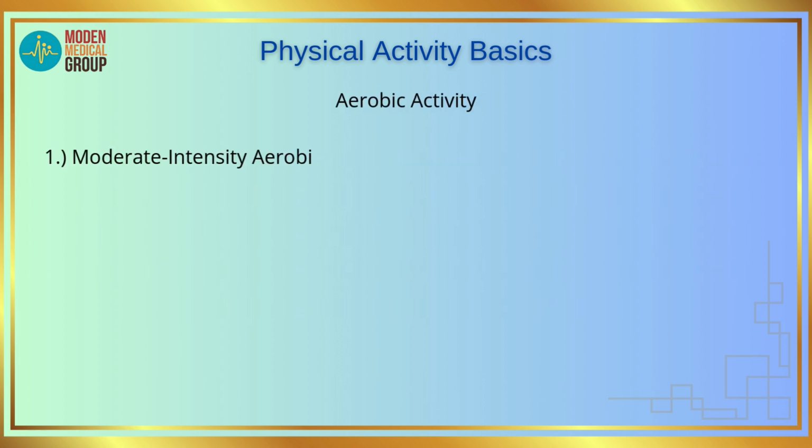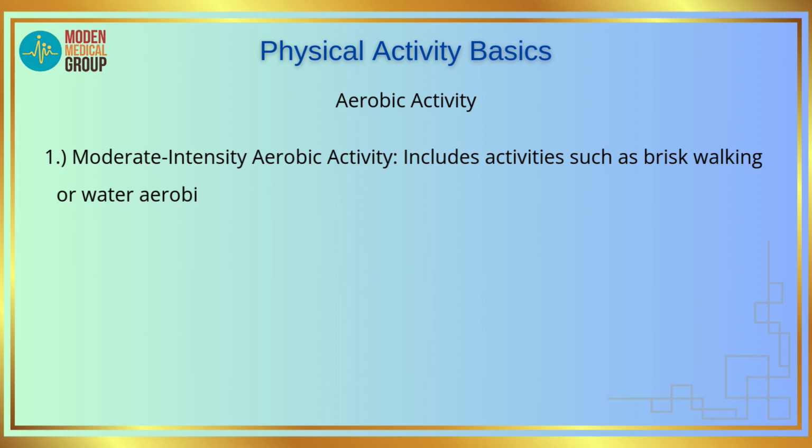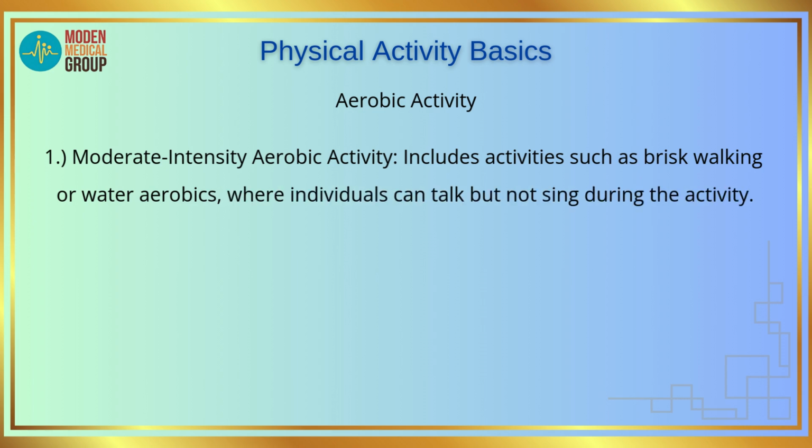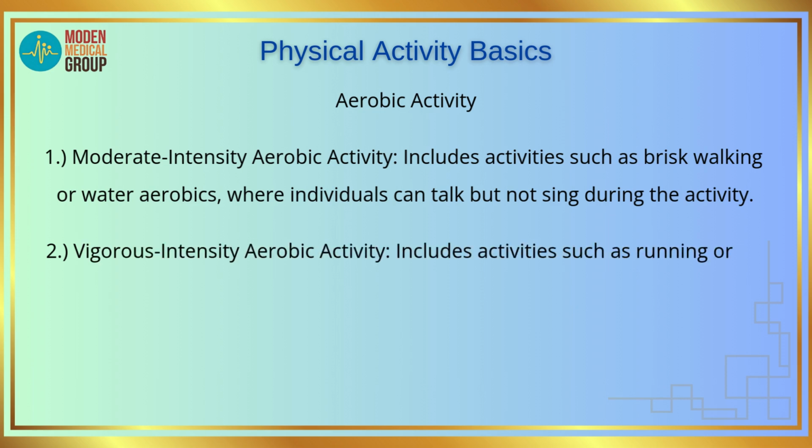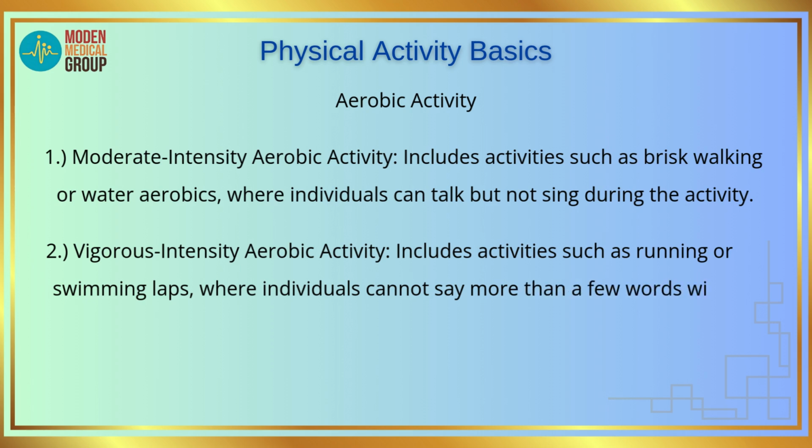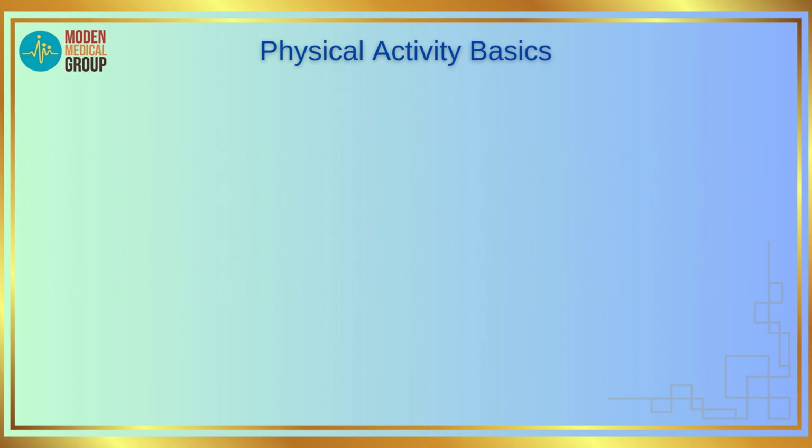1. Moderate intensity aerobic activity includes activities such as brisk walking or water aerobics, where individuals can talk but not sing during the activity. 2. Vigorous intensity aerobic activity includes activities such as running or swimming laps, where individuals cannot say more than a few words without pausing for breath.